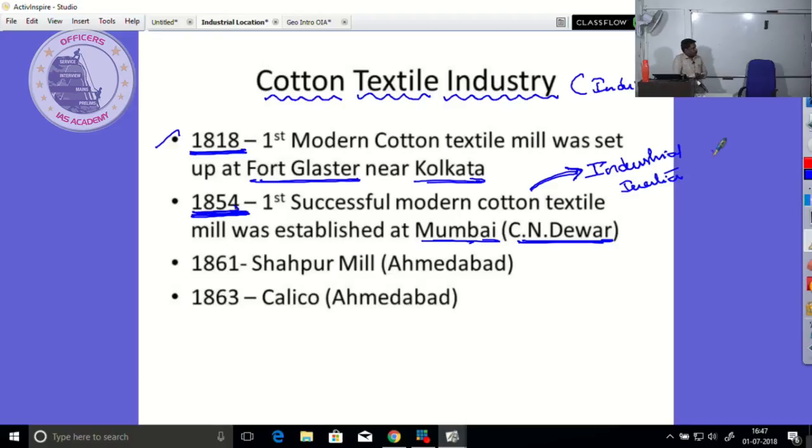Today, Mumbai is called the cottonopolis of India, for the simple reason that when I talk about concentrated cotton textile in India, it is Mumbai. The reason for it is this industrial inertia created by the setting up of this industry way back in 1854.